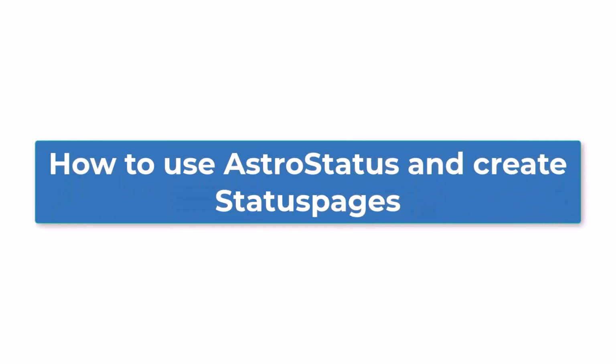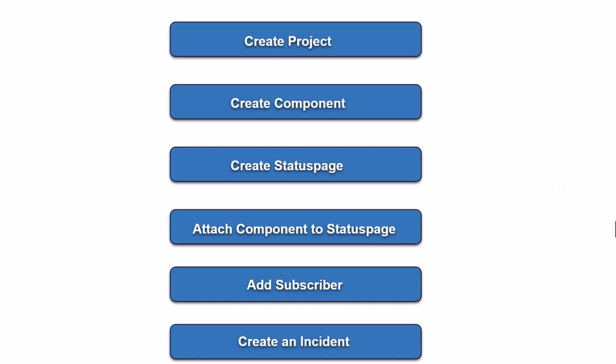In this video we will learn how to use AstroStatus and create status pages. We will do this in 6 easy steps. First we will create a project. Then in the second step we will create components. In the third step we will create status pages. Then in the fourth we will attach the components to status pages. The fifth step will be adding the subscriber. In the final step we will create an incident.